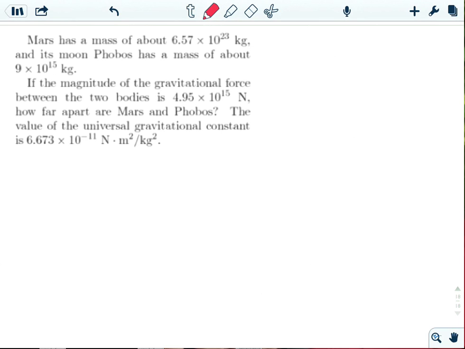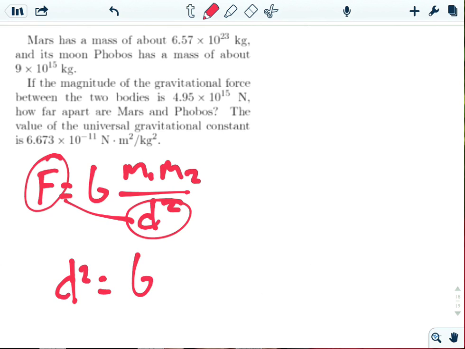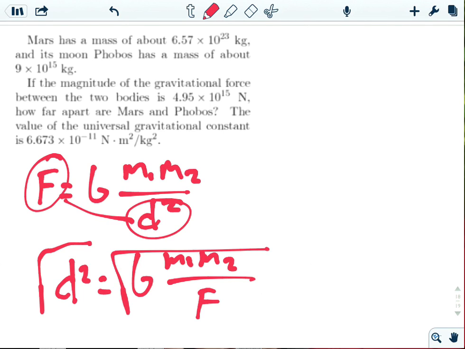So what we're doing is solving for distance, and our equation is force equals universal gravitational constant times mass 1 times mass 2, all over our distance squared. So we solve for this. The first thing we'll do is switch places with these, and we'll get d squared equals the universal gravitational constant times m1 m2, all over force. Now we're not solving for distance squared, we're solving for distance, so we take the square root on both sides, and that gets rid of distance squared, and we're left with just distance.